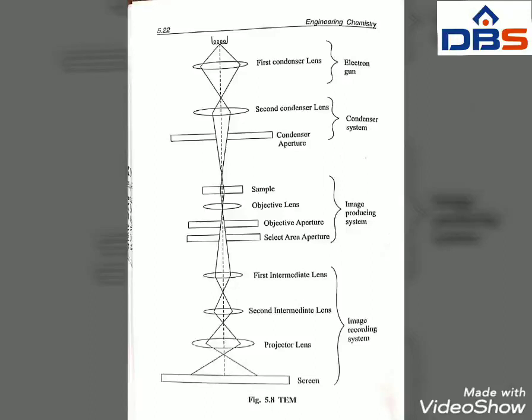See that figure. And another one is the image recording system. The image recording system consists of a fluorescent screen for viewing and focusing the image. And next one is the working of the transmission electron microscope.